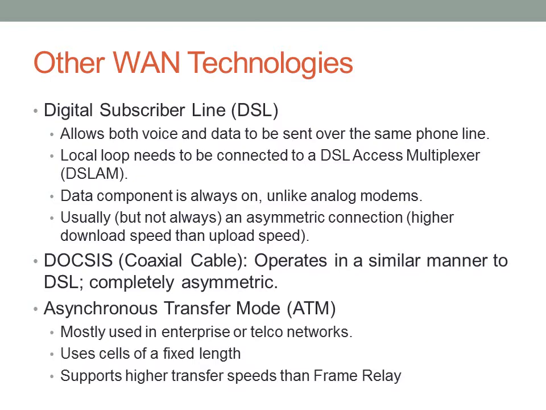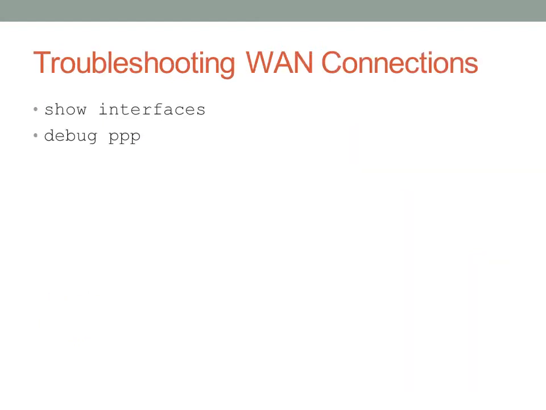There's also what's called ATM. ATM is actually going out in favor of all Ethernet and all IP, but it's mostly used in enterprise or telco networks where you need to transmit multiple types of media, for example data, voice, and video, all over the same network. ATM is perfect for that type of thing, and it supports higher transfer speeds than frame relay, which we'll talk about a little bit later. So to troubleshoot WAN connections, show interfaces is your friend, and there's a debug specifically for PPP that you can use to determine all of that good PPP stuff.